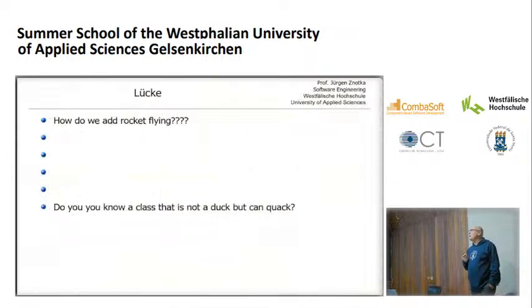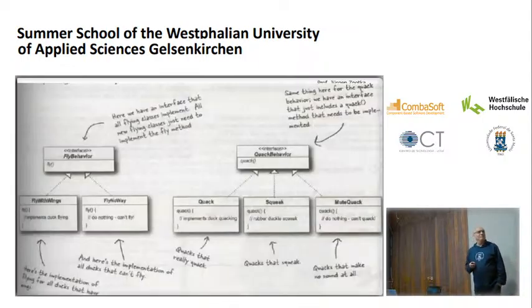Okay, now how can we add rocket flying? We have a duck which can fly like a rocket. How can we add rocket flying? We could add a new flight behavior for it. Exactly. Here comes the third class, rocket flying, implementing the fly behavior. So with one extension, you have a new fly behavior you can use from that moment.